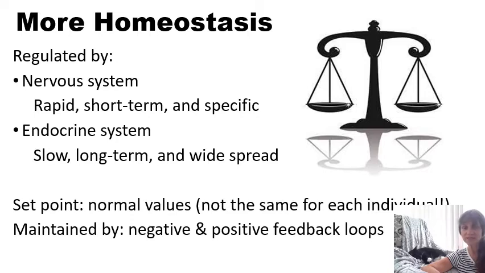Homeostasis is maintained by special systems referred to as feedback loops. There are two types of feedback loops: negative feedback loops and positive feedback loops.